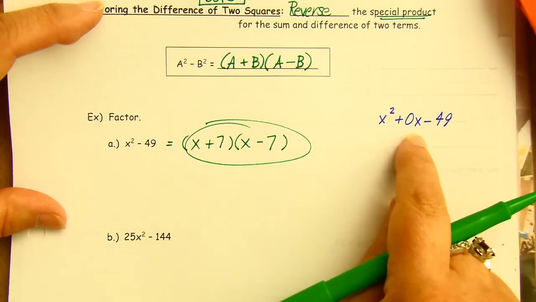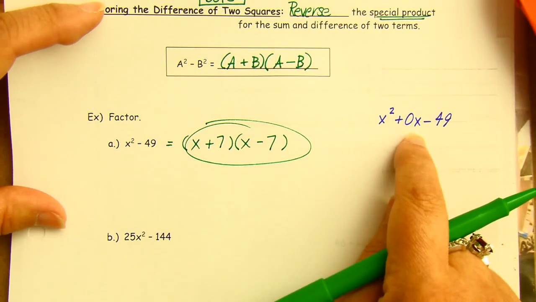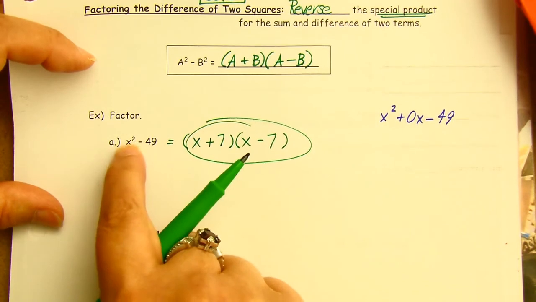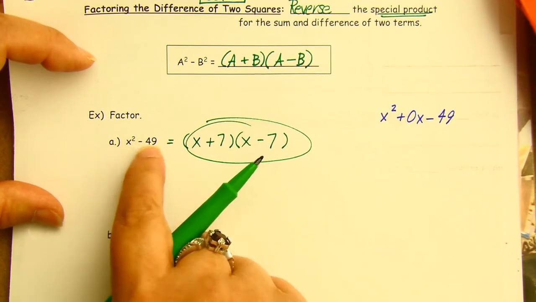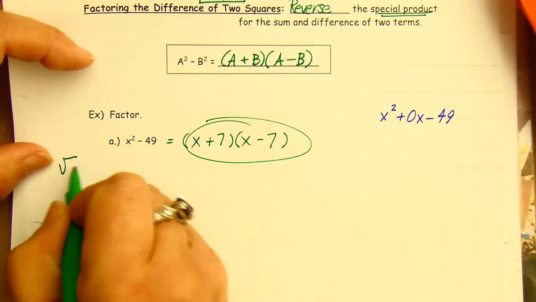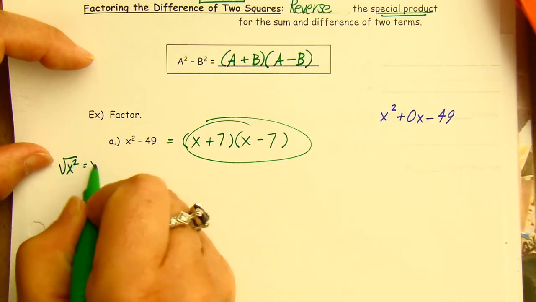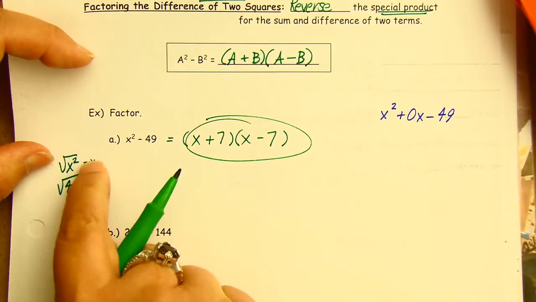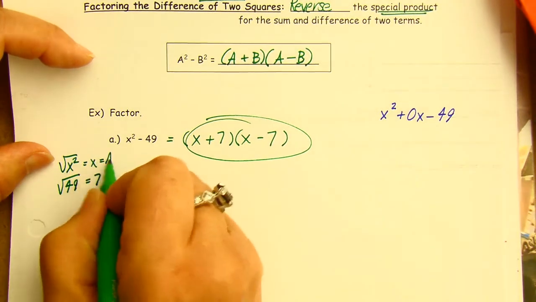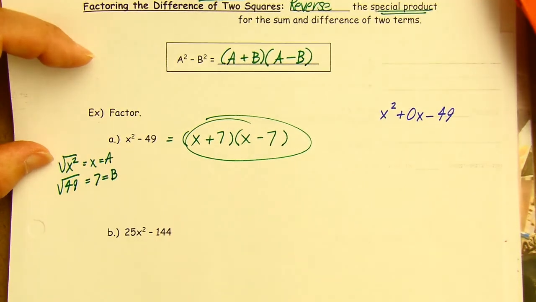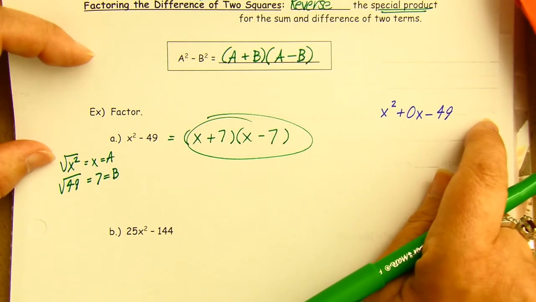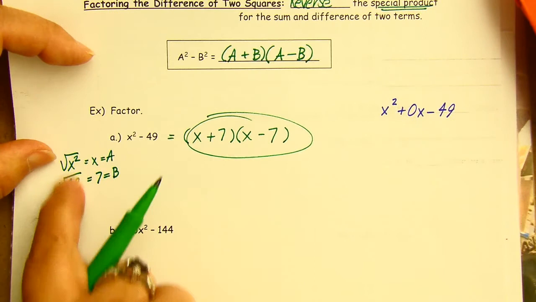Now, if you didn't want to think of it in terms of a trinomial, then all you have to do to get this x and this 7 is take the square root of the x squared and take the square root of the 49. So the square root of x squared equals x, and the square root of 49 is 7. And this is my a and my b. This is my a value, and this is my b value. So it's a plus b times a minus b. So again, either write it as a trinomial, or think of it in terms of taking the square root.